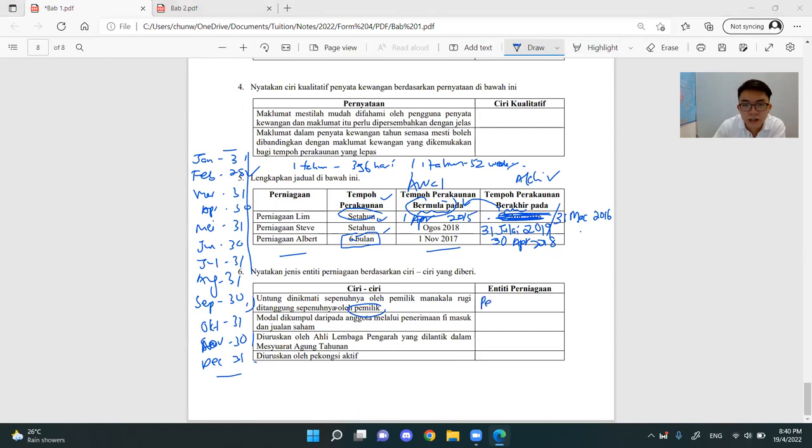Okay, let's see. Yes, milikan tunggal. Almost right. Wanted to write pemilikan tunggal. Should be milikan tunggal. Yep.